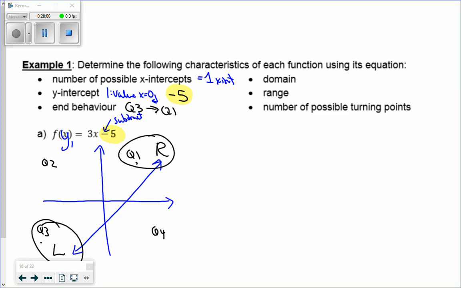Domain. Does this go forever to the left and forever to the right? Does this go forever down and forever up? We love lines. That's why we start with them in grade 10. How many turning points? Any peaks or valleys? No. So this is all we're doing today. Okay? Easy peasy, right?